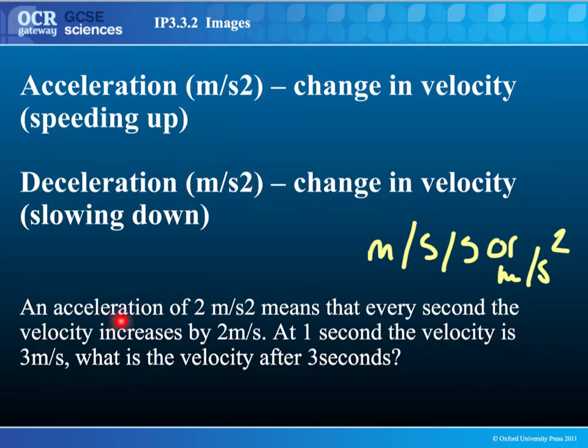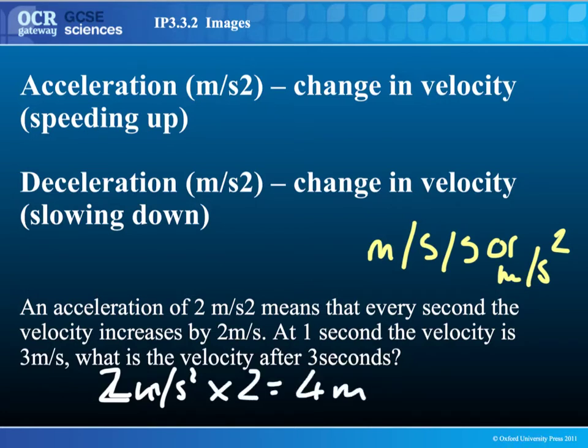So if there's an acceleration of 2 meters per second squared, it means that for every second that vehicle is travelling, its speed increases by 2 meters per second. So in the context here, something that's accelerating at a rate of 2 meters per second squared for 2 seconds increases in speed by 4 meters per second. Add that to the initial speed of 3 meters per second, and in this context here, the final speed is 7 meters per second.